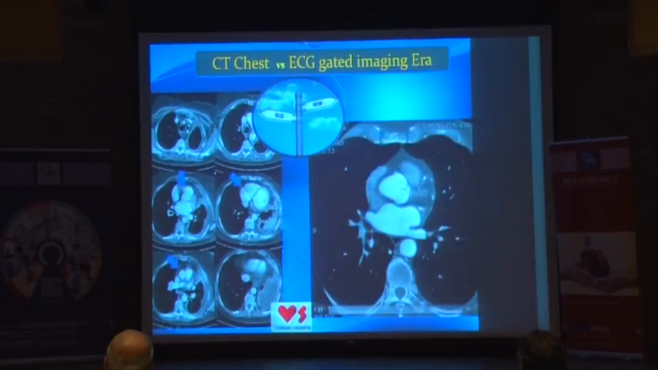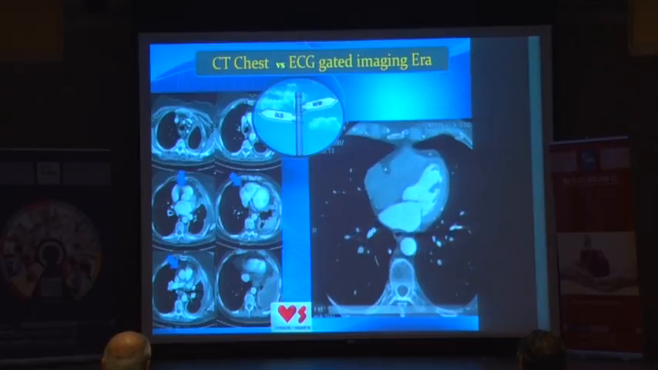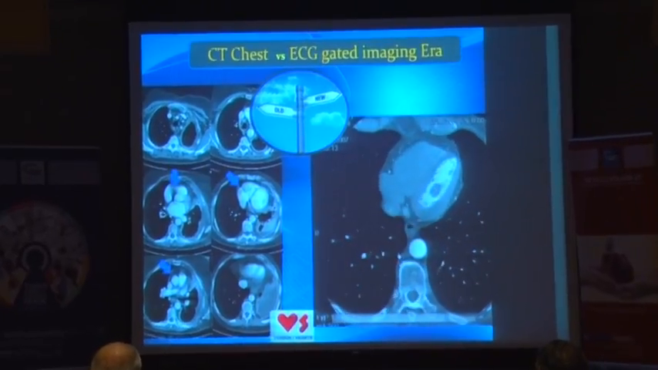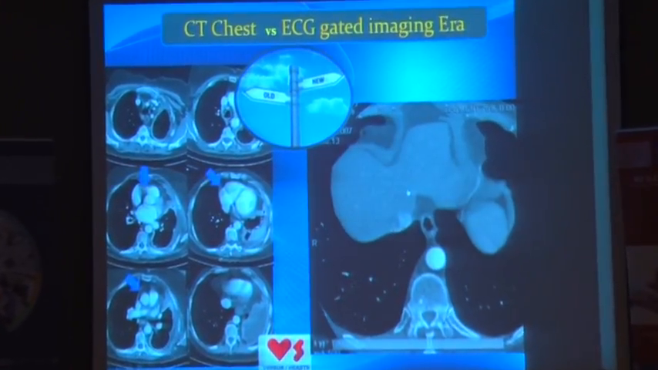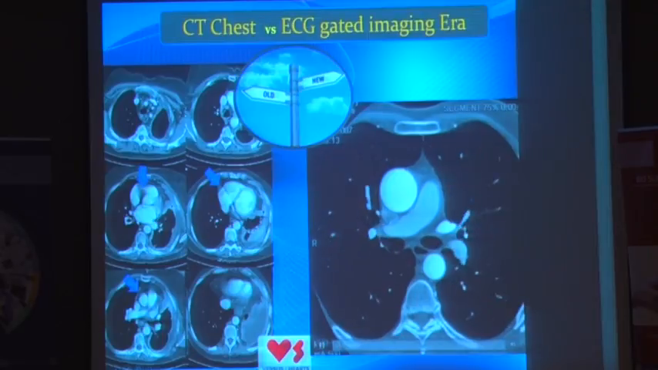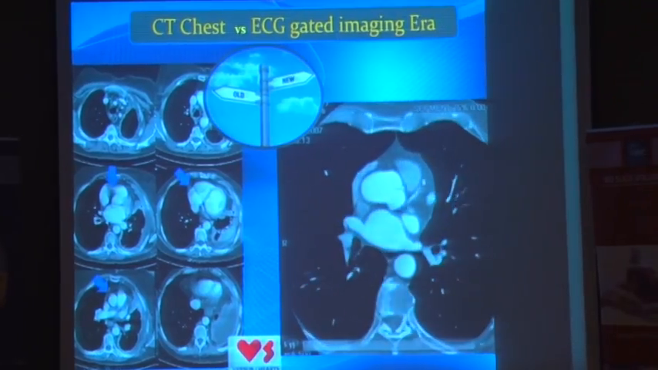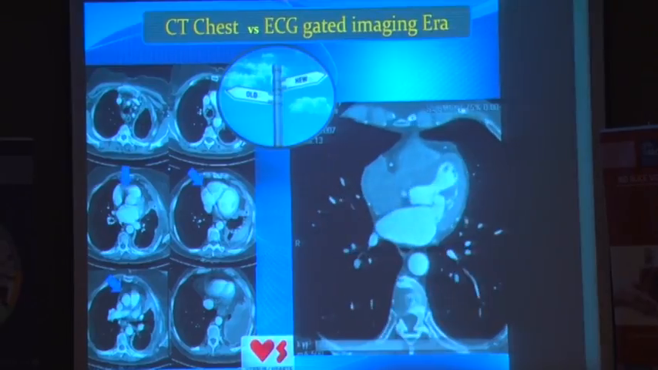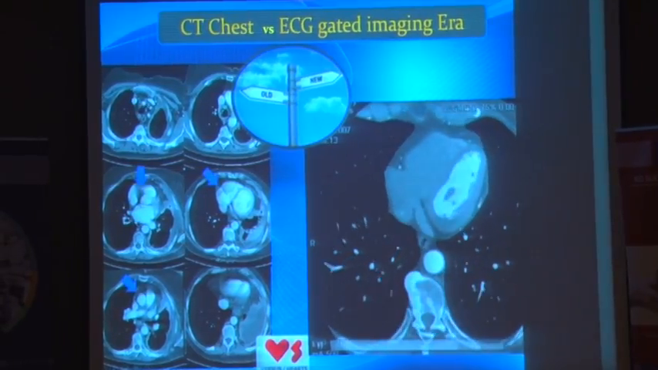Very high resolution images, 0.5 millimeter thickness, low radiation, no artifacts at all. The coronaries are very clear. The aorta is very clear. The pulmonary artery is very clear. And all the cardiac chambers are very clear. Amazing quality of images.